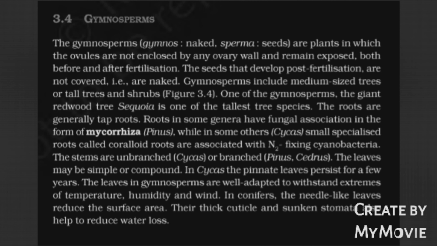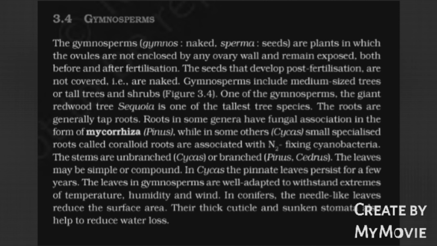The roots are generally tap roots. Roots in some genera have fungal association in the form of mycorrhiza, example Pinus, while in some others, like Cycas, small specialized roots called coralloid roots are associated with nitrogen fixing cyanobacteria. The stems are unbranched like in Cycas or branched like in Pinus and Cedrus. The leaves may be simple or compound. In Cycas, the pinnate leaves persist for a few years.